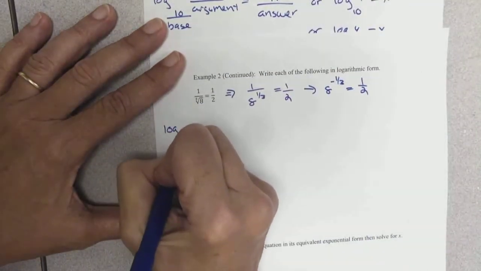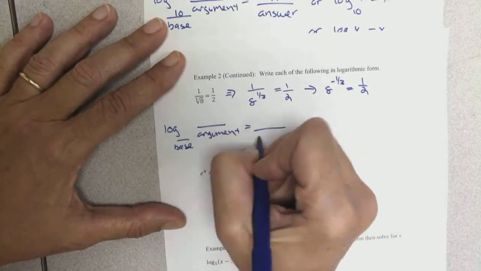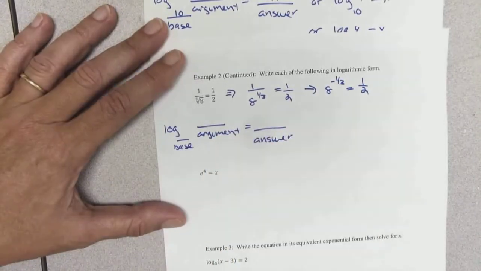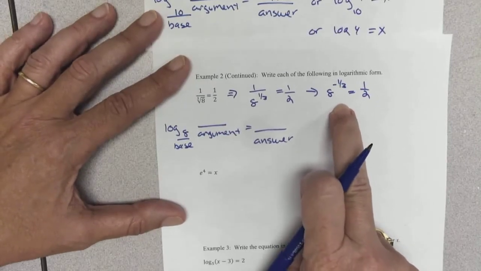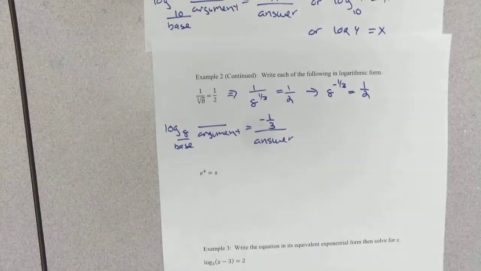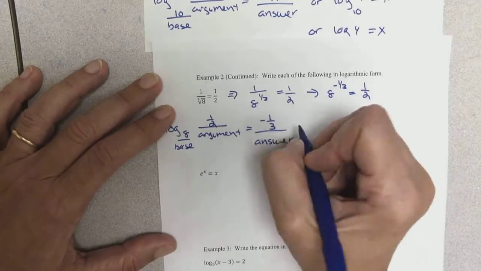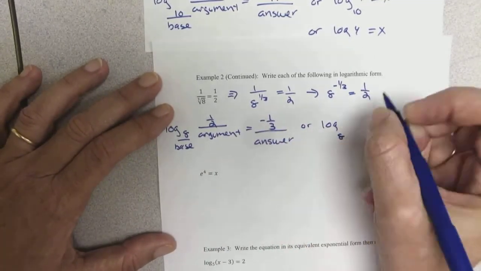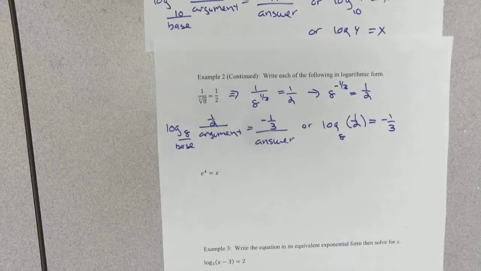So we have a log with some sort of base and an argument equals an answer. Bases remain bases. So looking here, my base is 8. Logarithms equal exponents. And so my answer, what is my exponent, is negative 1/3. Then I have one blank left and one number, so 1/2, or log base 8 of 1/2 equals negative 1/3. The parentheses around the 1/2 are not particularly important.